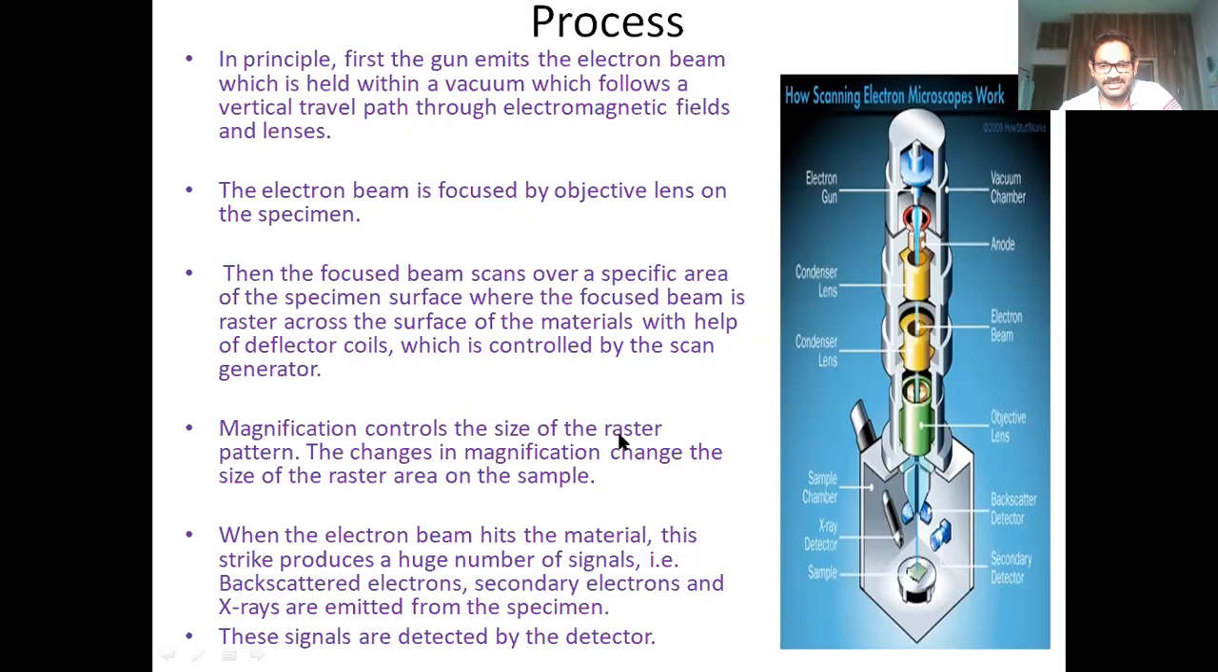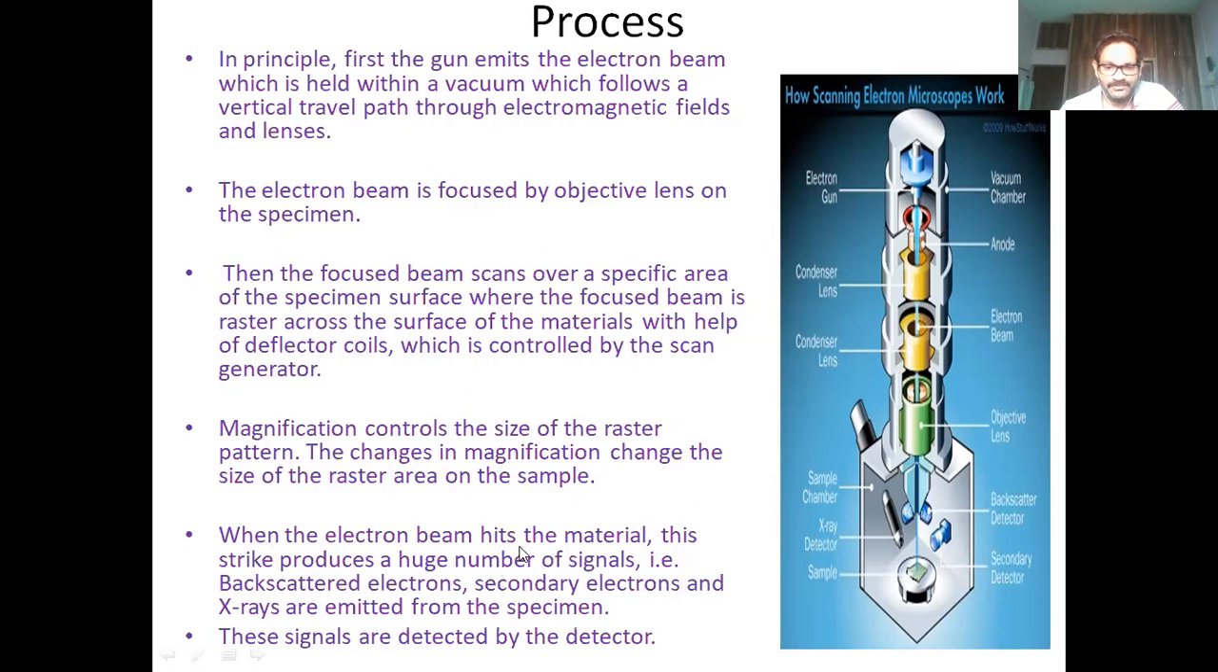Magnification controls the size of the raster pattern. The changes in magnification change the size of the raster area on the sample. The magnification that we normally require, we can obtain by the electromagnetic lenses. So the raster pattern will be controlled by this magnification. The changes in magnification change the size of the raster area of the sample.